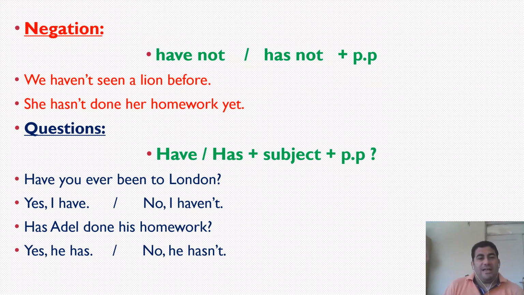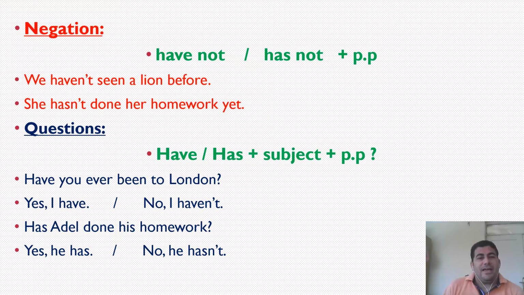And when you want to answer, you have to use the crossway or the scissors as we teach the primary students. But the secondary ones know this point 100%. Yes, I have, if it is affirmative. No, I haven't, if it is negative. Has Adil done his homework? Yes, he has, or no, he hasn't.